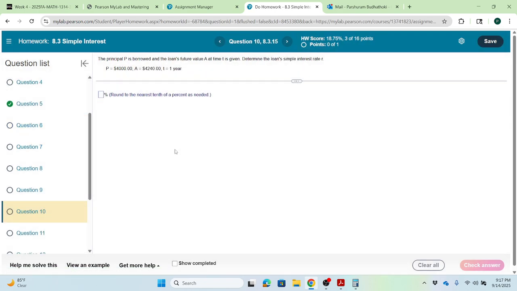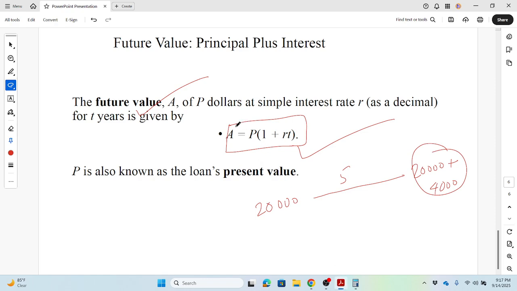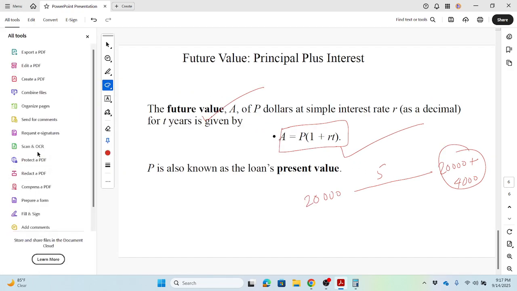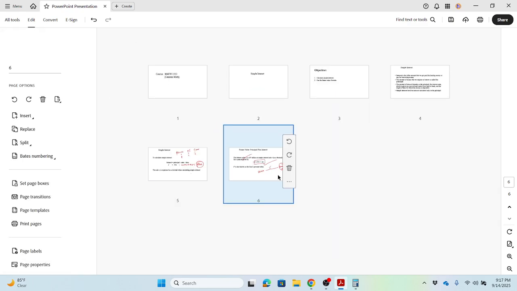Okay, here is the principal, here is the amount you are going to receive after 1 year. Determine the loan's simple interest rate. So remember, if you look at the formula, A, which is the future value, is the principal times 1 plus R times T. So we are going to use this formula to solve this problem.